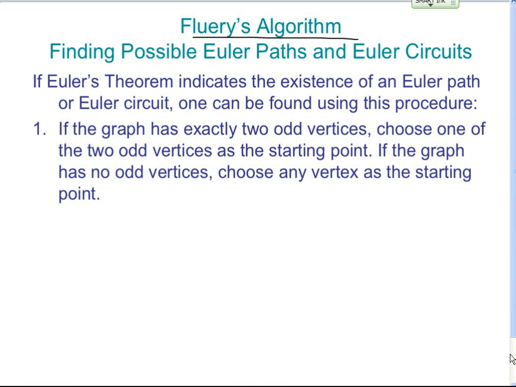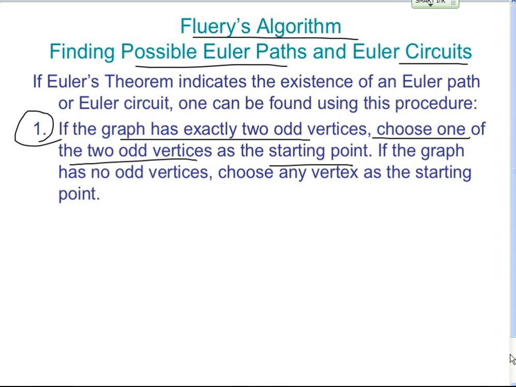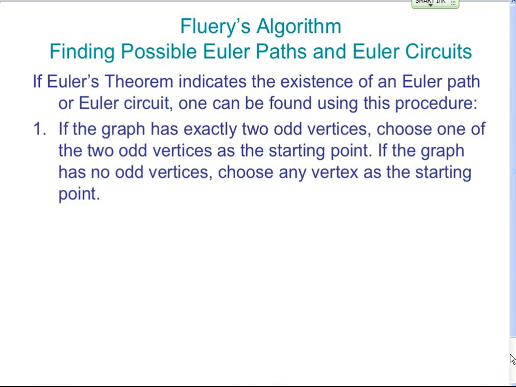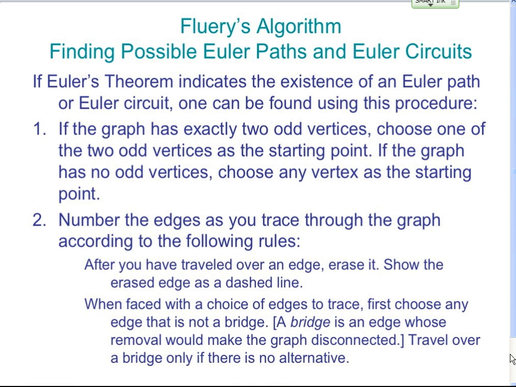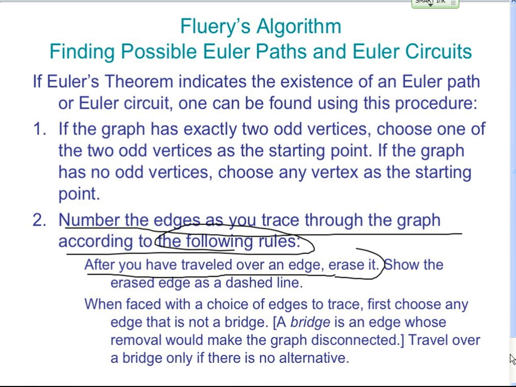Fleury's algorithm to find possible Euler paths or Euler circuits. First thing you want to do, if a graph has exactly two odd vertices, choose one of them to start. If it has no odd vertices, choose any vertex to start. Number the edges as you trace through the graph according to the following rules. After you've traced over an edge, erase it and show the erased edge as a dashed line.